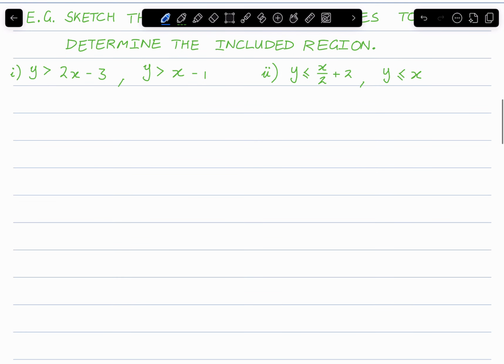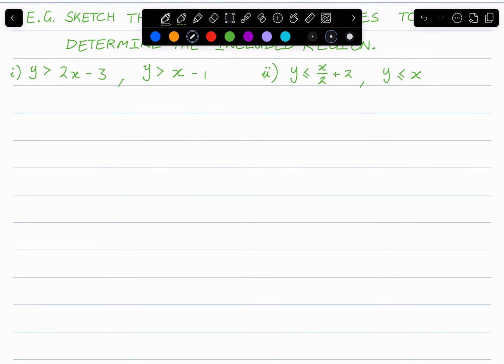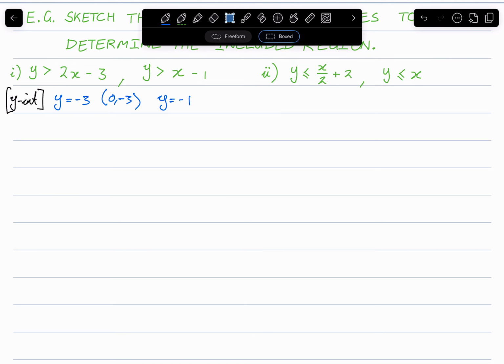Let's get to it. So for this, let's find the y-intercept first. Now, I hope by now we're very familiar. Since this is in y-intercept form, we get these two already. So for these two, I'm just going to write this as y equals -3, and for this one, y equals -1. So as a coordinate, I guess we can write this as 0, -3, and this one as 0, -1.